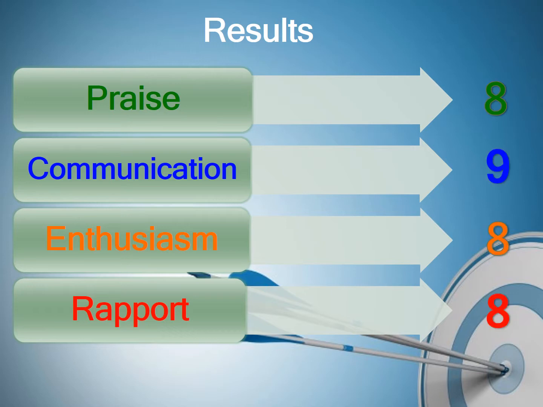Hopefully you rated praise an 8, although, as with before, a reliable range includes a rating of 7 or 9. With communication, a reliable rating includes an 8 or 10, with the most ideal rating being a 9. Hopefully you rated enthusiasm and rapport as an 8 as well, although a 7 or 9 is also considered reliable.